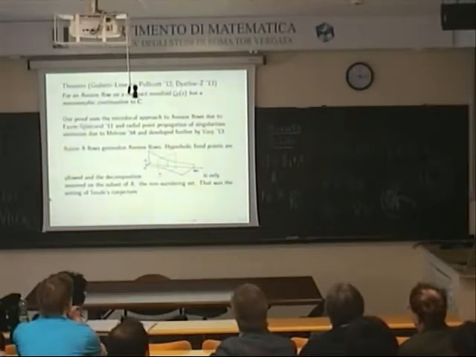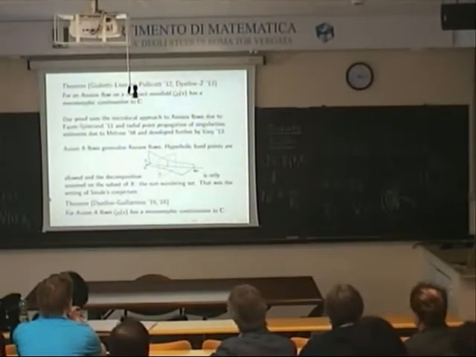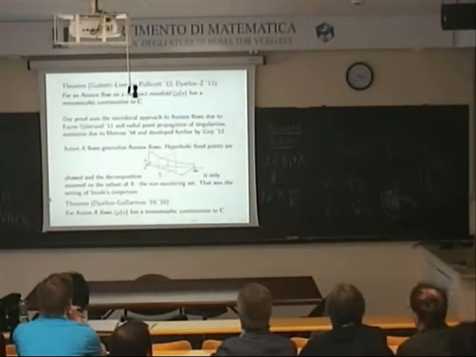In fact, his conjecture was for suspensions of Axiom A diffeomorphisms. And this conjecture was proved by Dyatlov and Guillarmou. They put the finishing touches on it just this year. For any Axiom A flow, this dynamical zeta function is meromorphic.